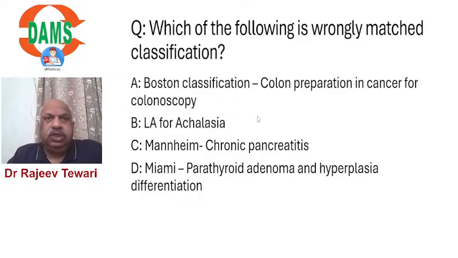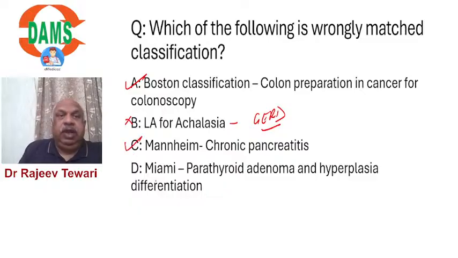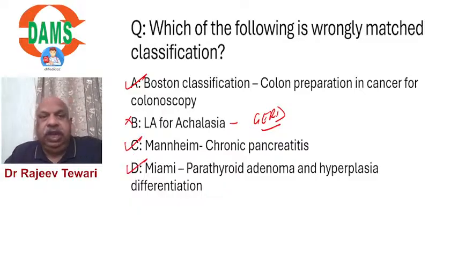Which of the following is wrongly matched classification? Boston is for colon preparation, 0 to 3 grades. LA is not for achalasia, this is for GERD. Mannheim for chronic pancreatitis and Miami for parathyroid, parathyroid adenoma and hyperplasia differentiation.